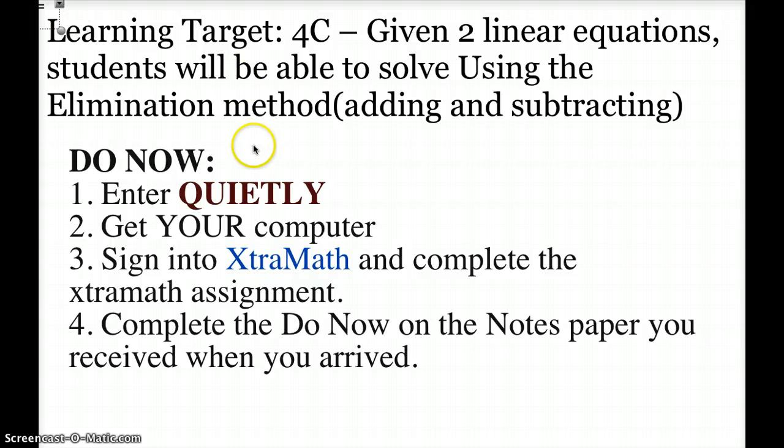Okay, so today our learning target is 4C. Given two linear equations, students will be able to solve systems of equations using the elimination method, also known as adding and subtracting. Now, remember, you should be doing this after you complete your do now. The do now should be done first, and those two questions up top as well.